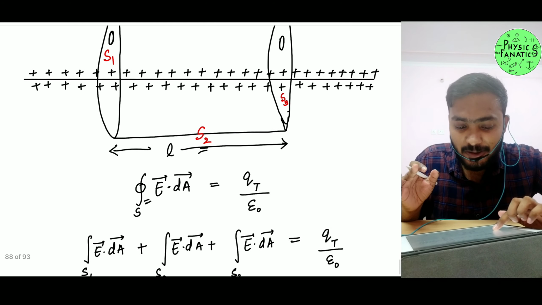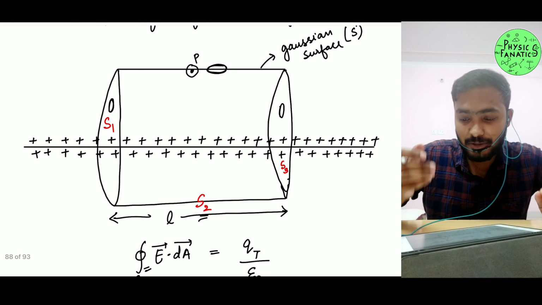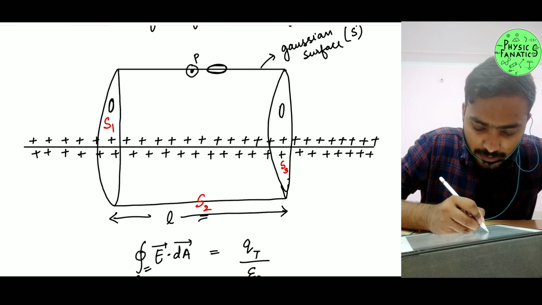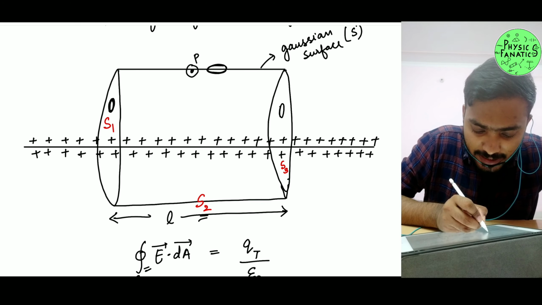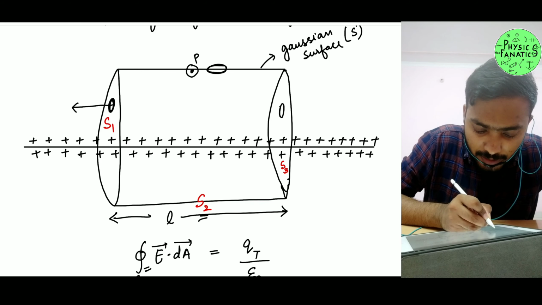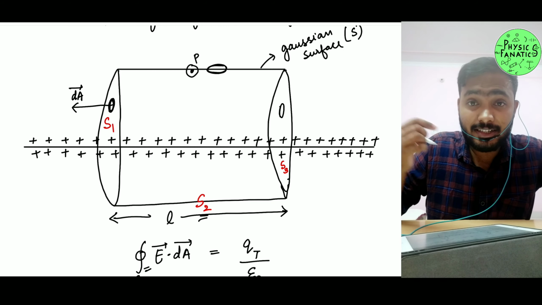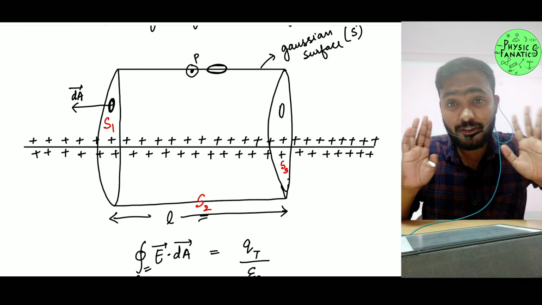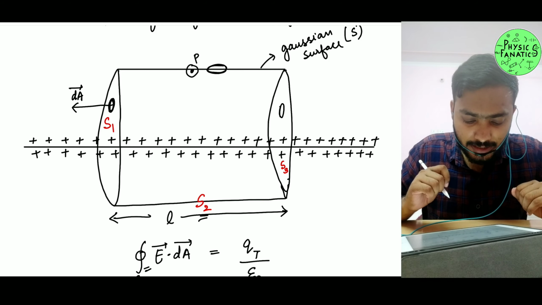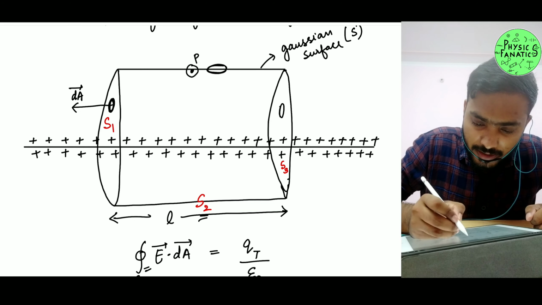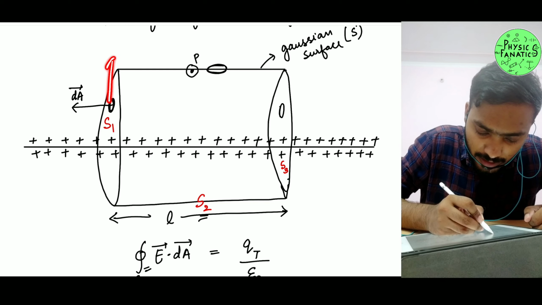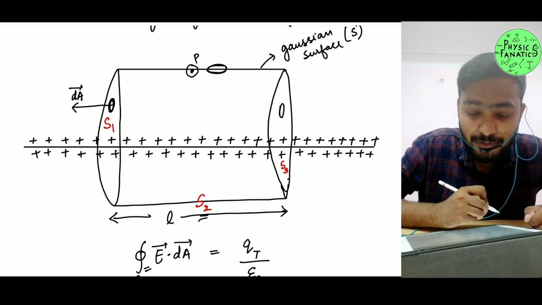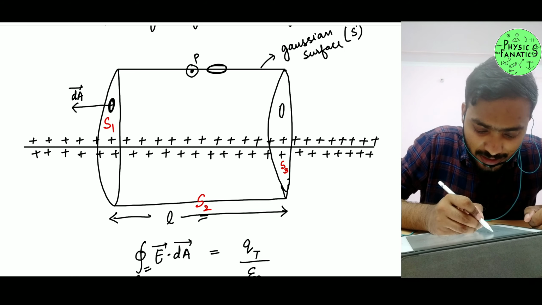Great. So let's go back to the small area that we talked about, and let's talk about S1. For this S1, the area vector dA will be in that direction. But because the positive charges are here, my electric field will be in the upward direction. I'm sure you guys can agree with me.